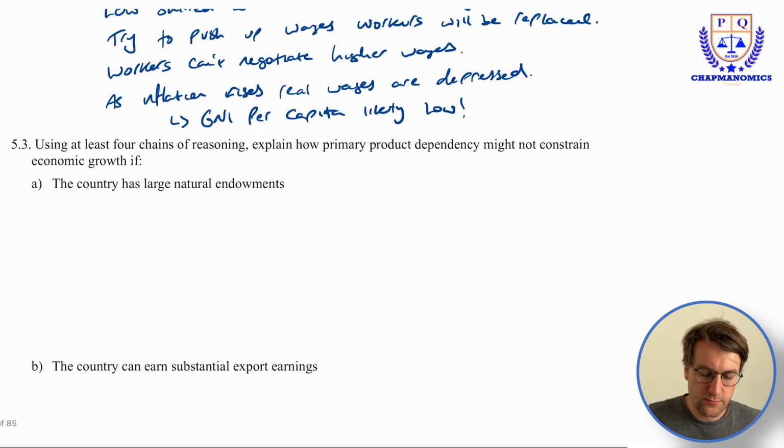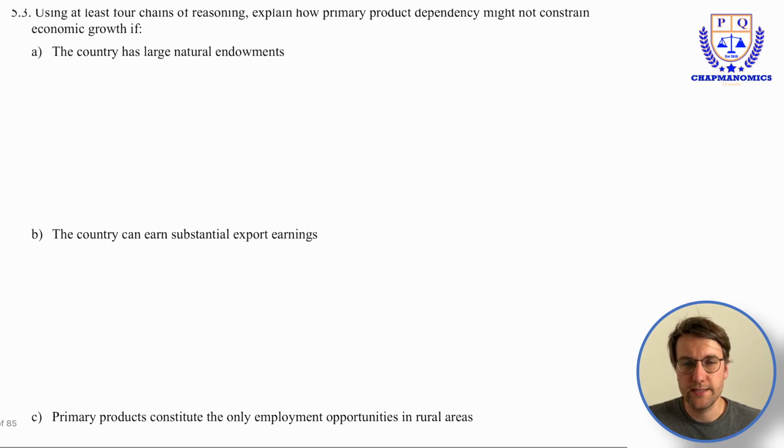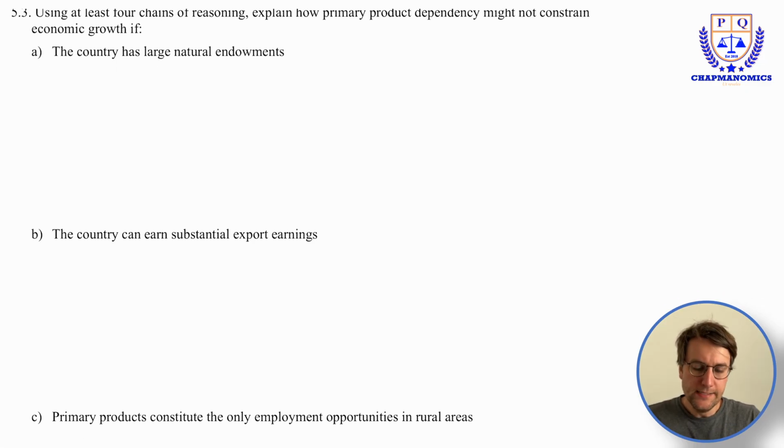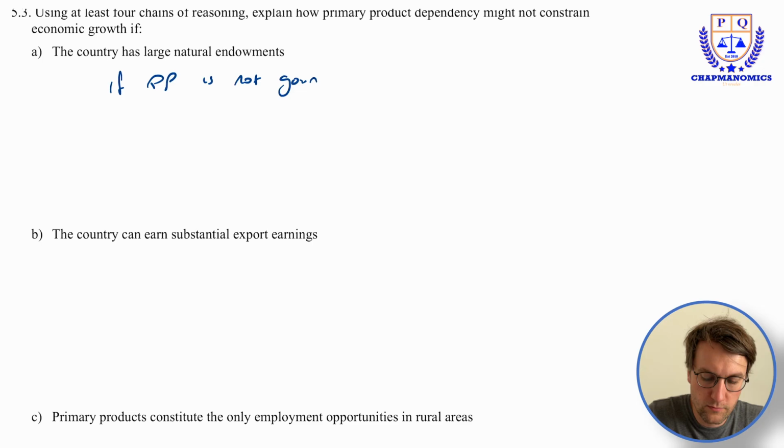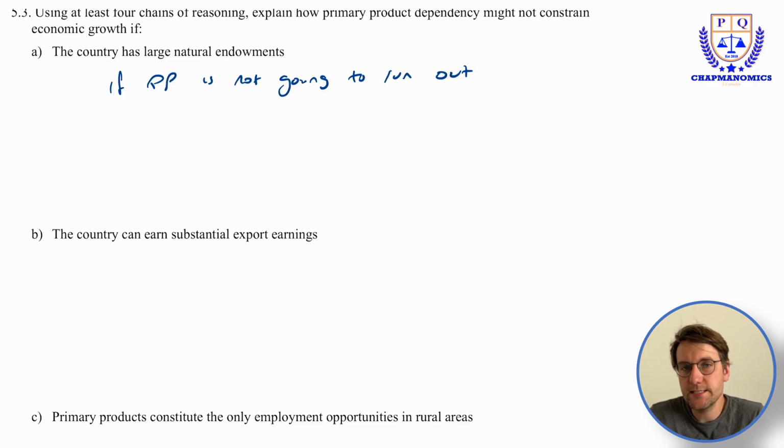But there are a couple of times when actually primary product dependency is not necessarily that bad. And one of those is when the country has large natural endowments. So if you have a huge amount of a primary product, so if your primary product is not going to run out, then you can basically see through some of the bad times when prices are low. You can just increase the amount of it that you're exporting and make some more money. Whereas if you have a very small amount of this primary product, you can't really do that because you're going to run out very quick.